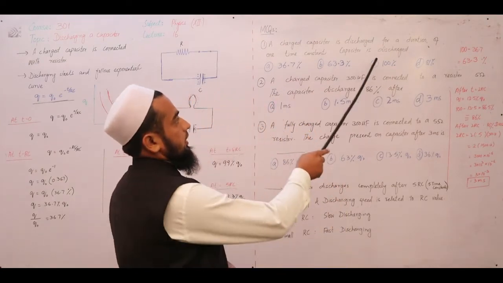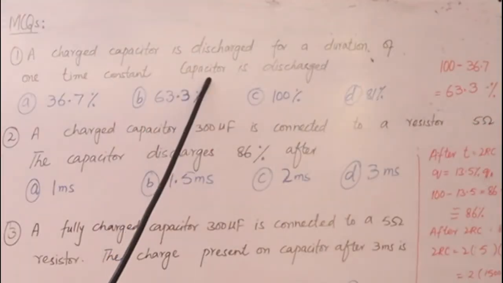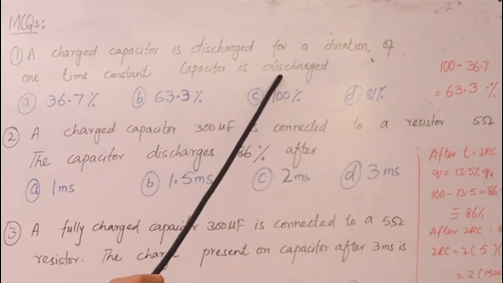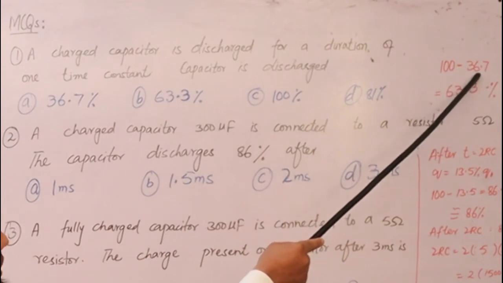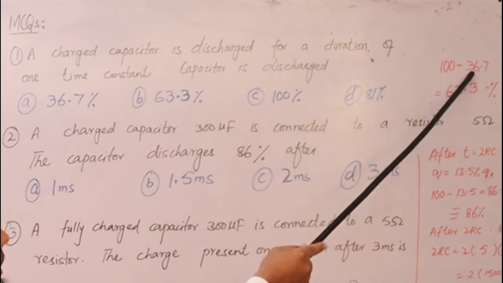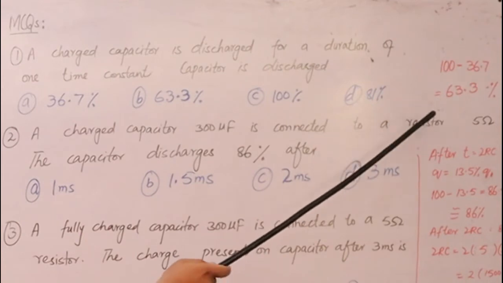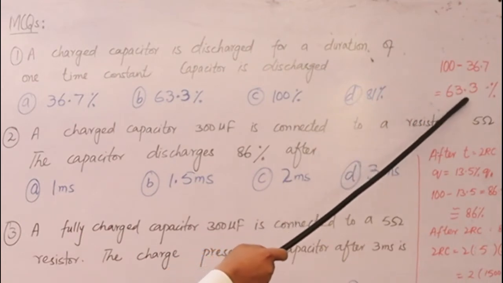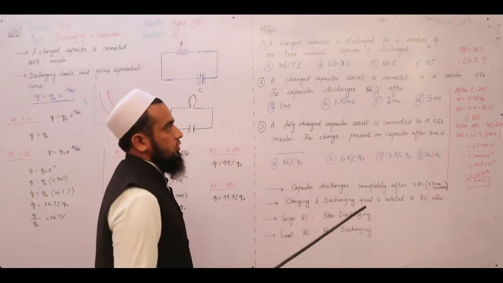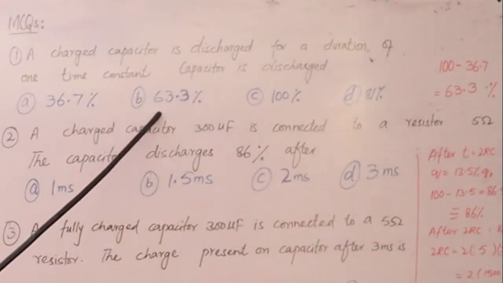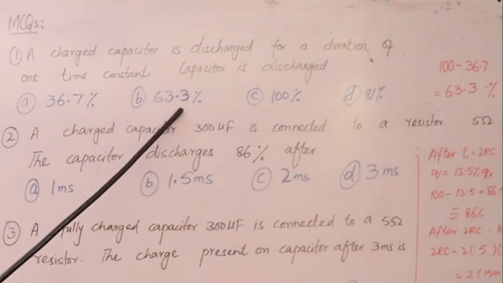And here they are asking us how many percent the capacitor is discharged. So the capacitor is discharged 100 minus 36.7%, which is the charge still present on the capacitor. So 63.3% is the charge that is lost by the capacitor. So the capacitor is discharged up to 63.3%.